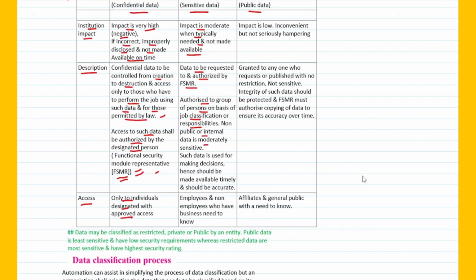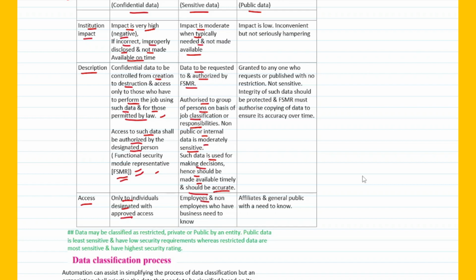It is only authorized to a group of people on the basis of job classification or responsibilities. Non-public or internal data is moderately sensitive. We have already discussed that; this matrix just elaborates it. Such data is used for making decisions, hence it should be made available and should be accurate. Any data for that matter should be accurate, which you can add in all these categories, but it should be made available only to people who should have access to it, and it plays a very vital role in making decisions.